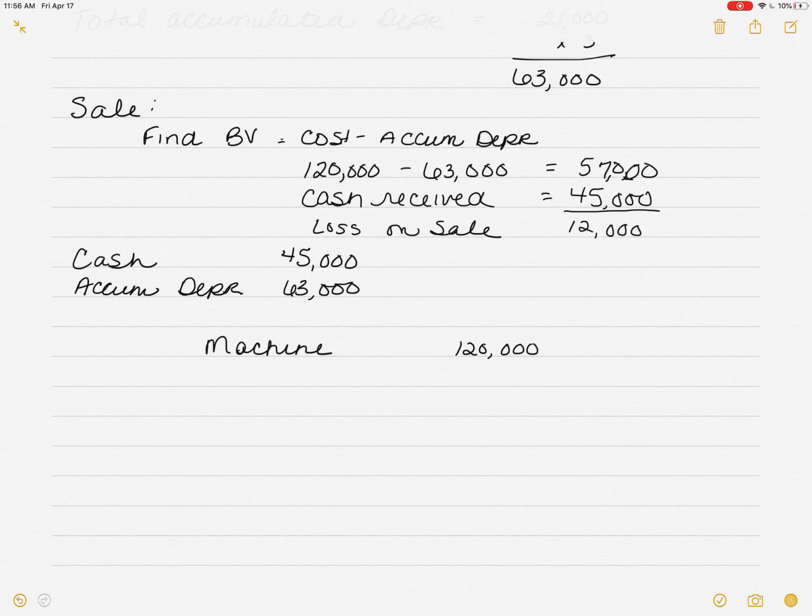And you can see here that my debits do not equal my credits. I need to input that loss of $12,000. And a loss is a debit. So I debit that loss of $12,000. My debits equal my credits, and I'm done.